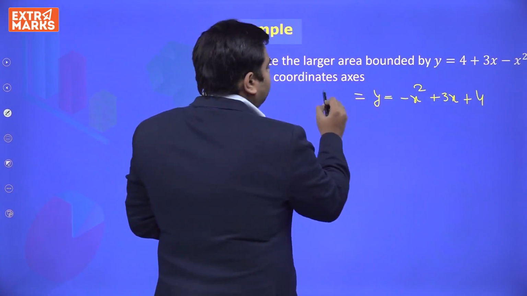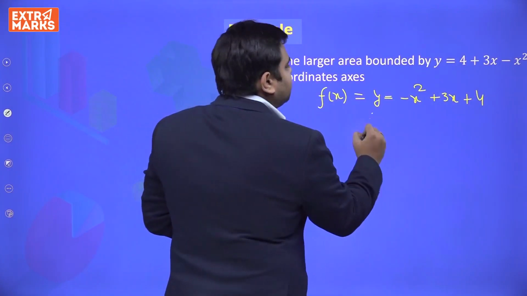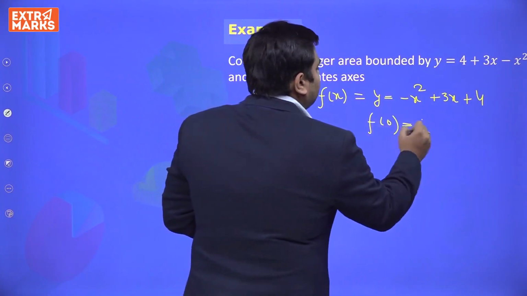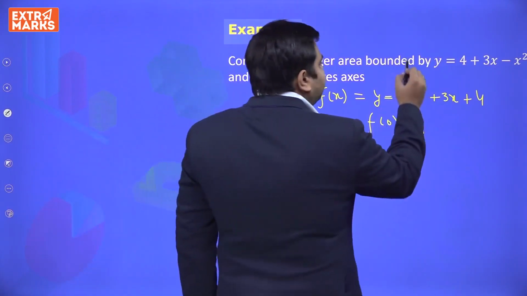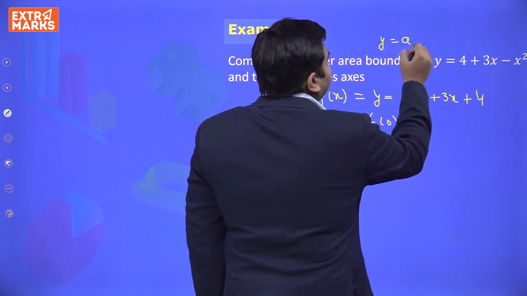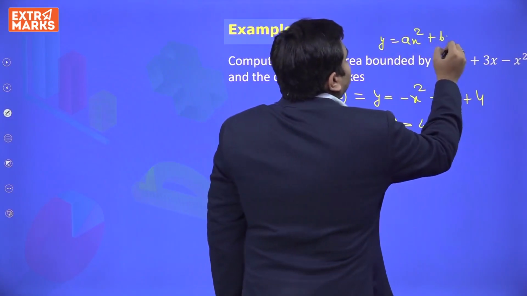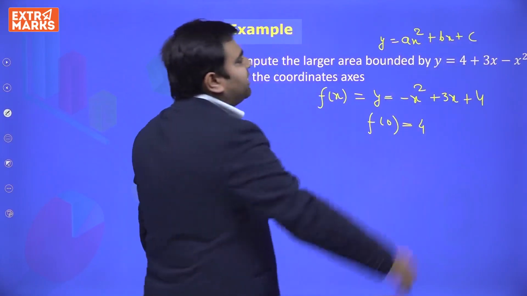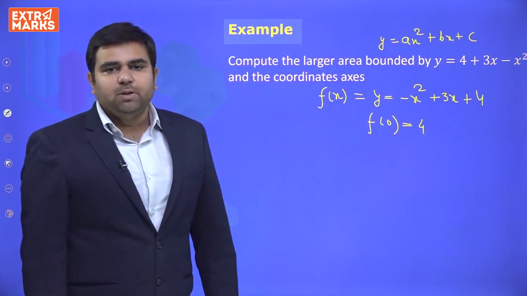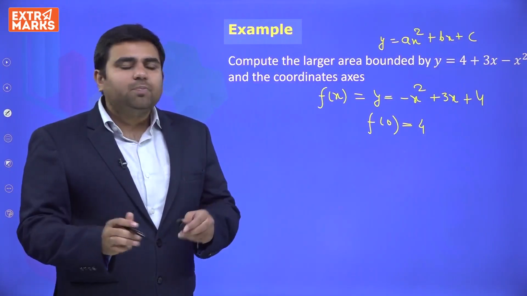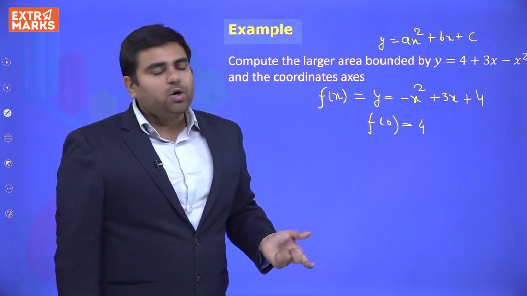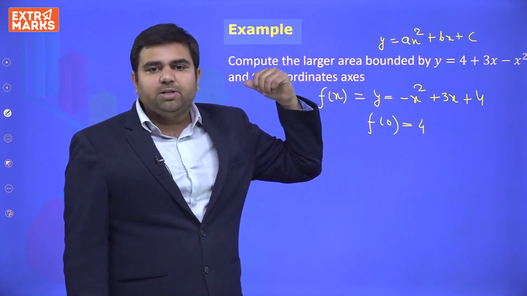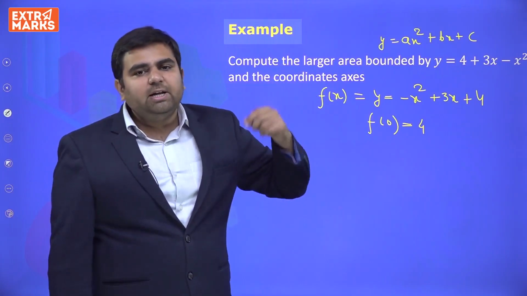And I am considering this as f of x. What is f of 0, students? f of 0 is 4. Now also, when I compare this with y equal to ax square plus bx plus c, how do we plot this curve? So we all have studied how to plot the graph of a quadratic expression. In order to plot the graph of a quadratic expression, two things are really necessary.